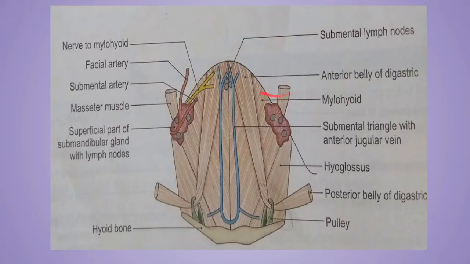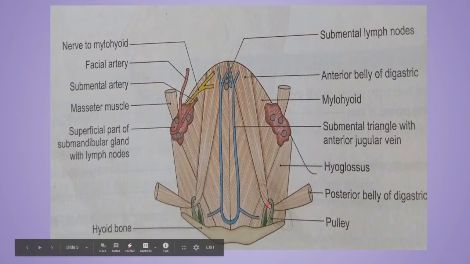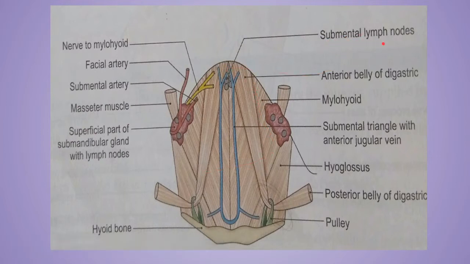Now mainly the contents. For the contents, just remember 2 to 4 small submental lymph nodes. As you can see, this is the submental triangle. So over here 2 to 4 small submental lymph nodes are situated in the superficial fascia between the anterior belly of the digastric muscle. This is the anterior belly. So between these two we have the submental lymph nodes.